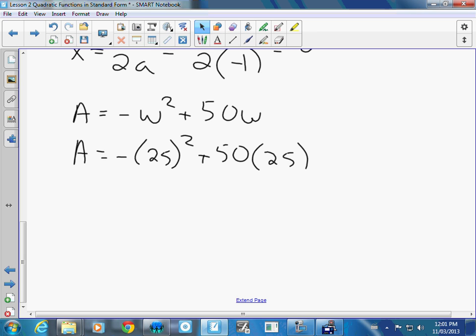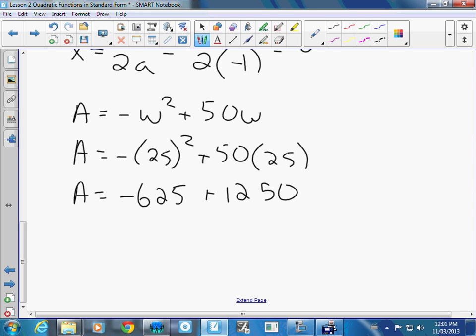Okay, 25 squared is 625. So area equals negative 625 plus... what's 50 times 25? 1250. Negative 625 plus 1250 gives you, what is it? Oh, well, that makes sense. 625, positive, right? Yeah.